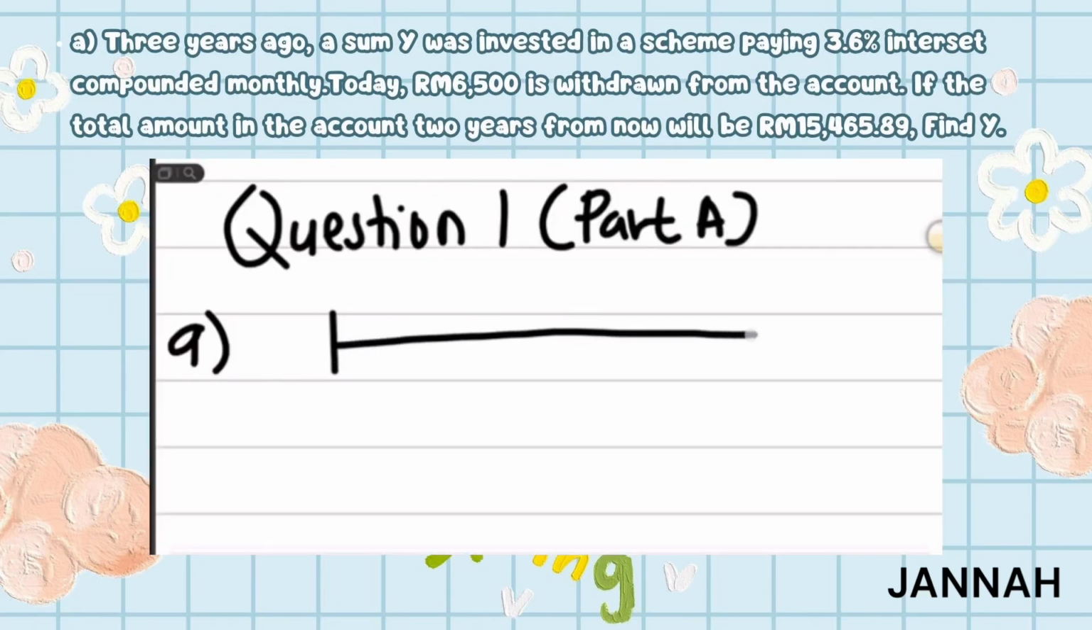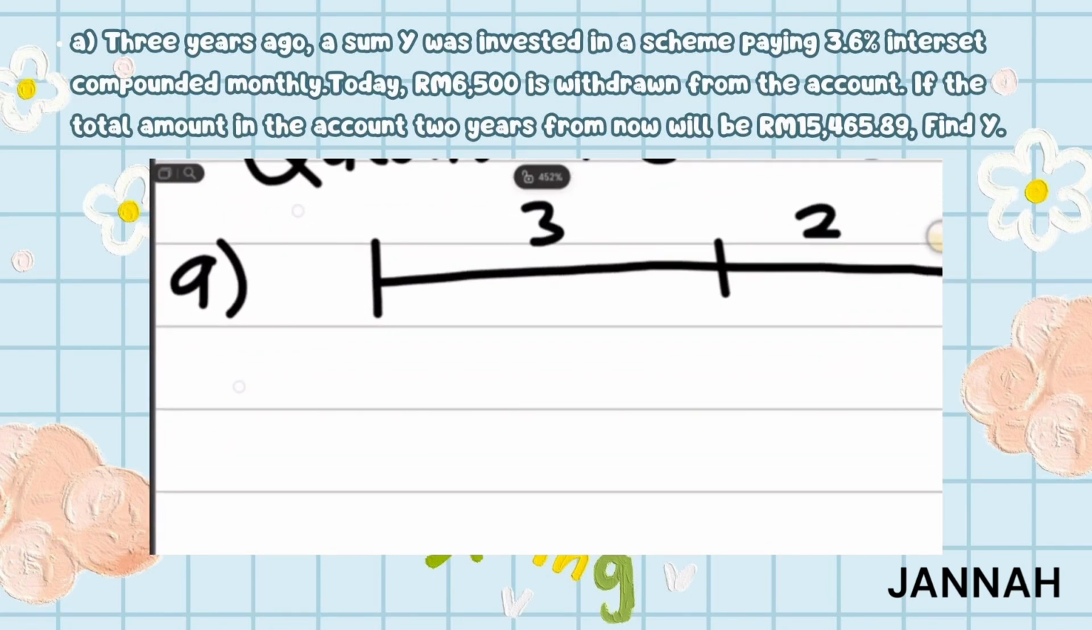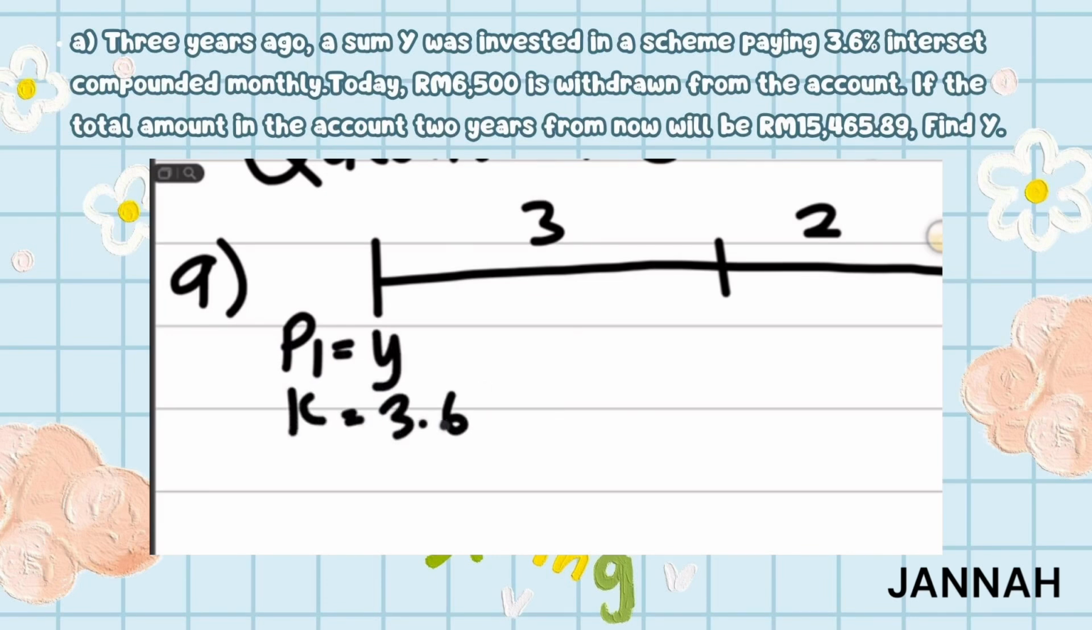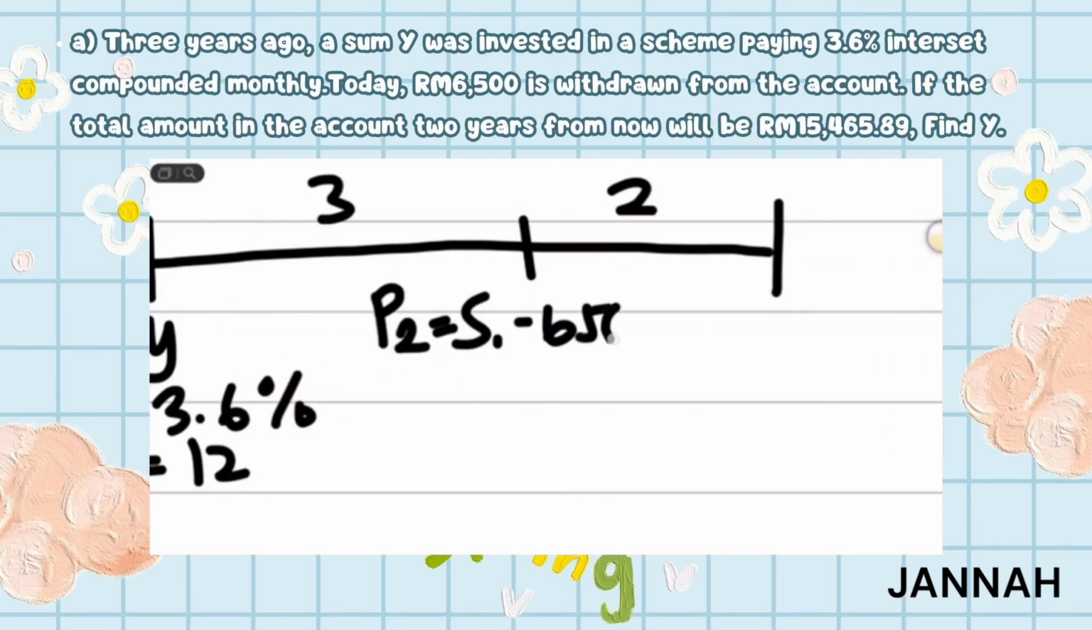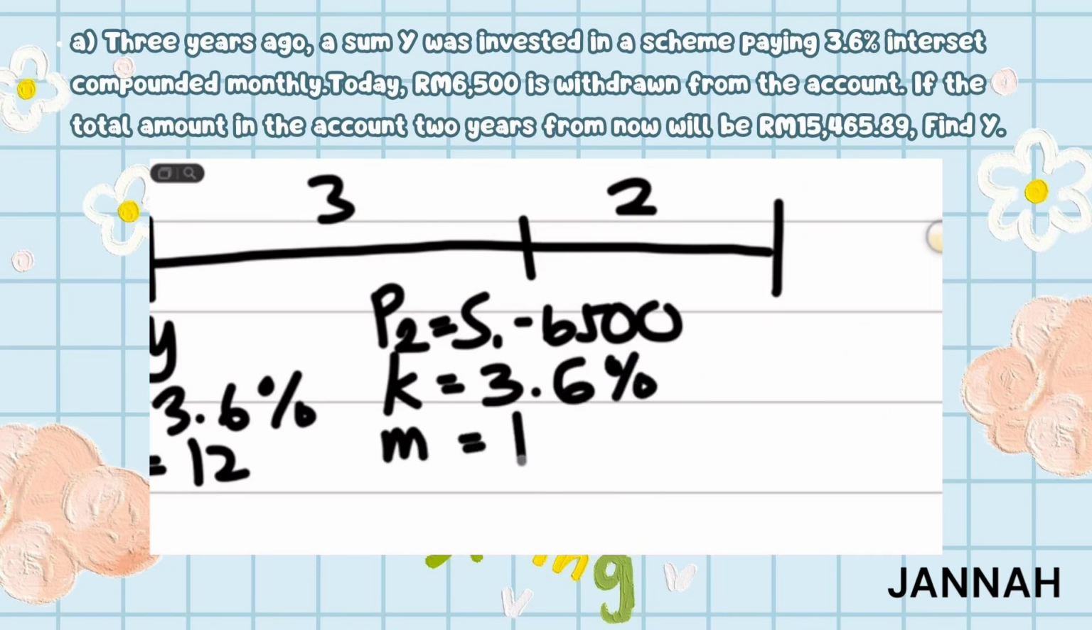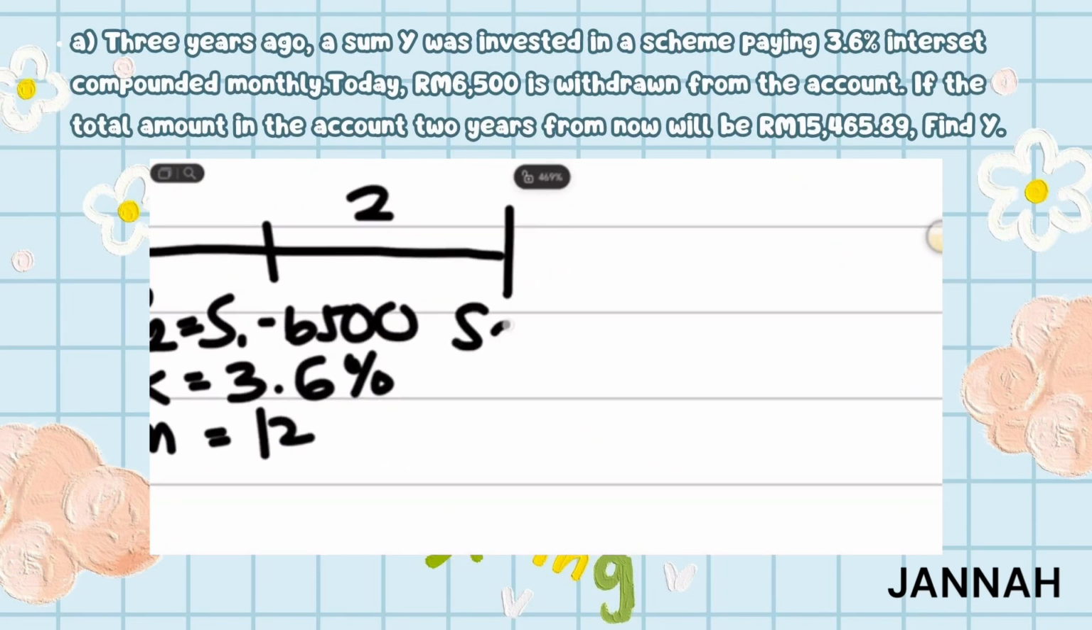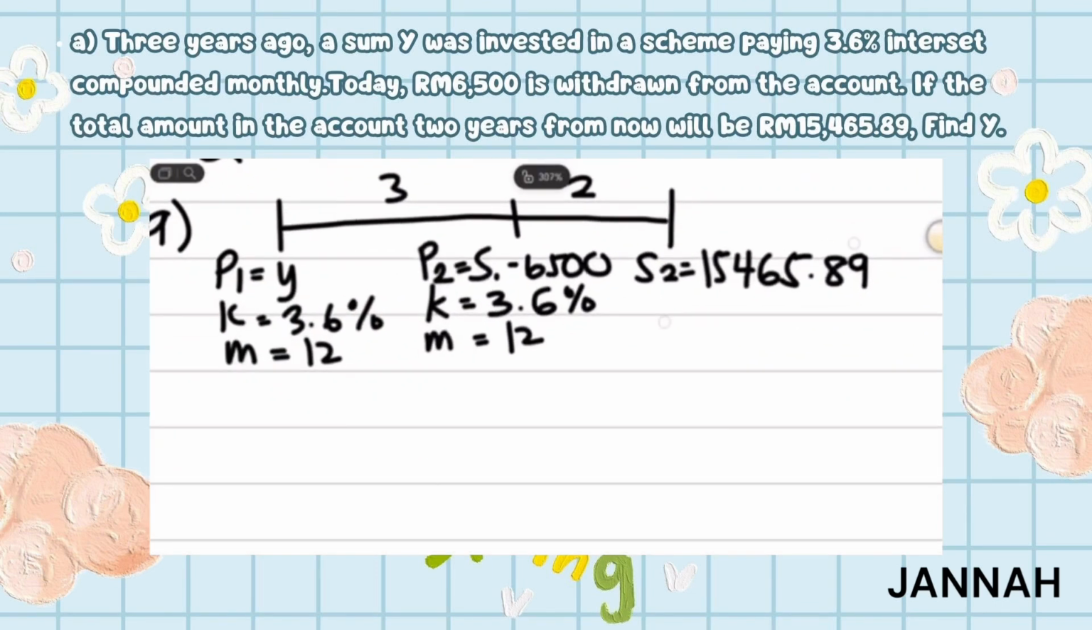Okay, first of all, we have to set up the timeline. From the starting point to today is 3 years. From today to 2 years later is another 2 years. The first 3 years, the P1 equal to Y and the K is 3.6% and the M is 12. So for another 2 years, P2 equal to S1 minus 6,500 and the K is equal to 3.6% and the M is equal to 12. So the final amount, which is S2, is equal to 15,465 ringgit and 89 cents.